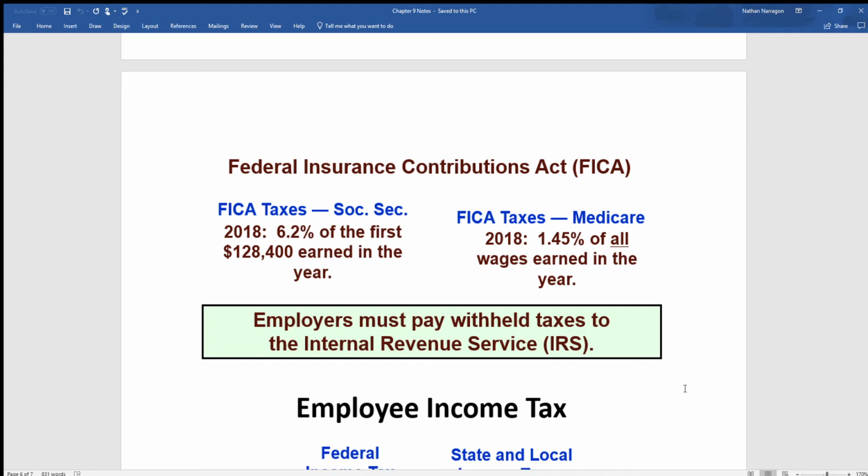On the other hand, Medicare is 1.45% of all wages earned in that year. Okay, so that one, no matter what, you have to pay Medicare. We have to take care of our older folks, okay? That's just one thing we have to do and prepare for y'all to go into that market of Medicare. So, helping everybody actually afford good medical care, okay?